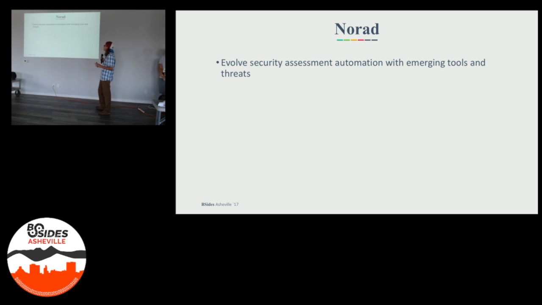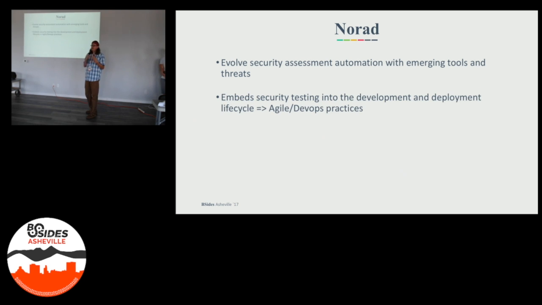And we're really trying to evolve our security assessment automation with the emerging tools and the emerging threats that are out there. Some hacker writes a new tool that we really like. Let's put it in the environment as fast as possible, right? So let's do that. And this will allow us, if we create an API around the whole system, to embed it into the testing and development lifecycle and the deployment lifecycle, aligning with Agile DevOps.